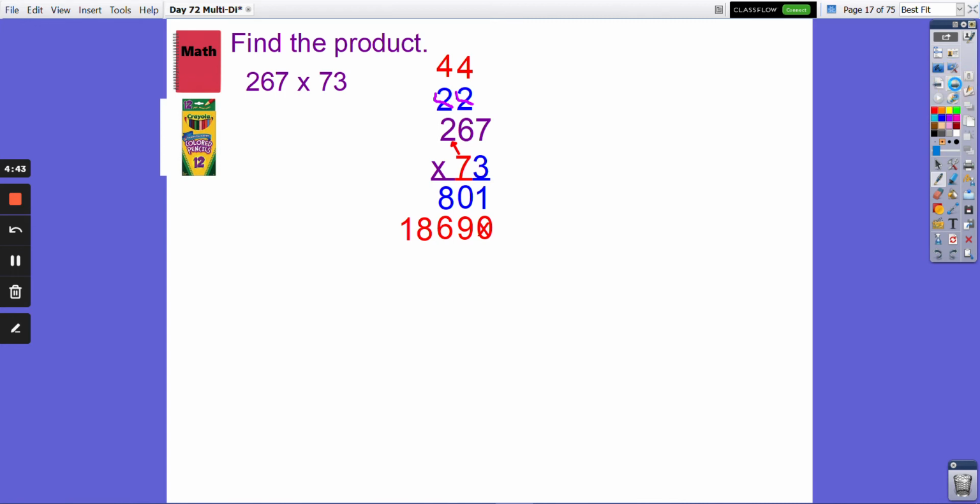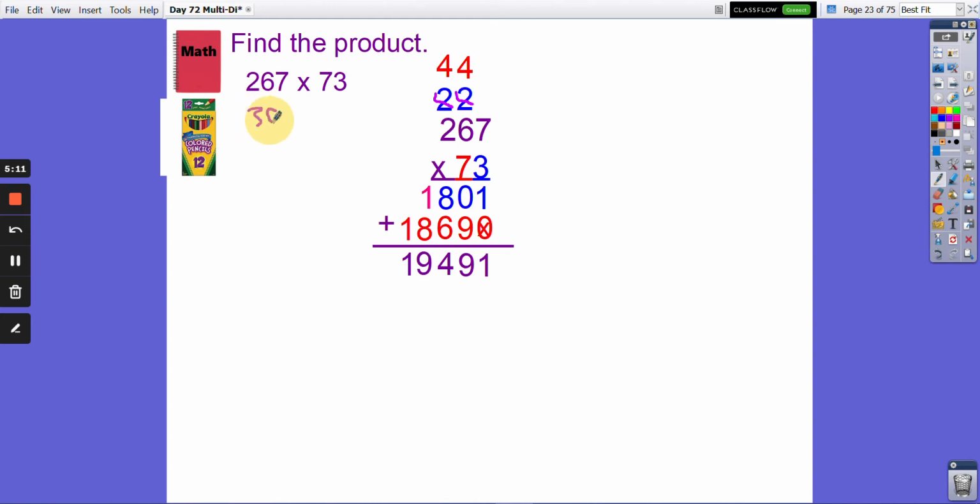Then we're going to add these two together. 1 plus 0, that 0 again is really important, gives us 1. 0 plus 9 gives us 9. 8 plus 6 gives us 14. 1 plus 8 gives us 9. And 1 plus nothing gives us 1. So now we have 19,491.